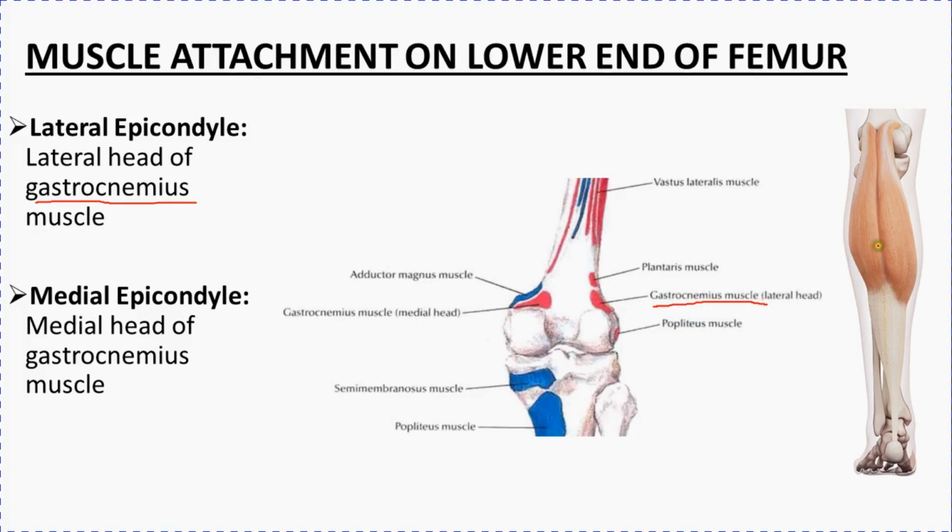This is the gastrocnemius muscle. It has a medial head and a lateral head. The lateral head arises from the lateral epicondyle. The medial head arises from the medial epicondyle, as can be seen in the figure. This is the medial epicondyle. It is giving attachment to the medial head of gastrocnemius muscle.